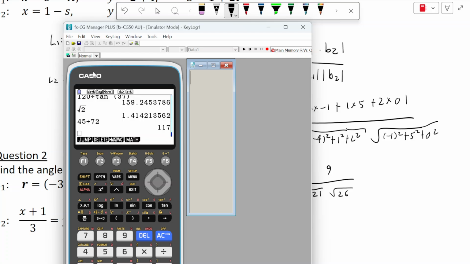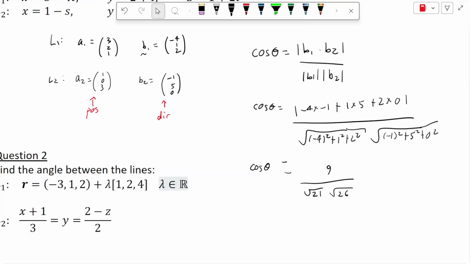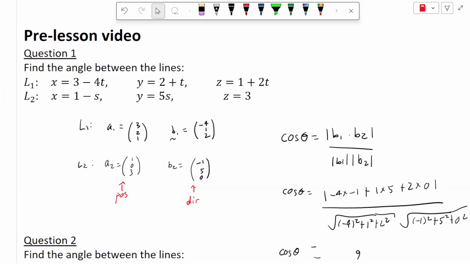So weirdly enough, even though we really love radians, vectors tend to do a lot in degrees. So inverse cos of, and then we'll put all that stuff. So 9 over root 21 times root 26. So just make sure you're in degrees for these questions. If you're not in degrees, you can get there through setup. So like shift, setup, and then go down to angle, change that to degrees. So 67.3. Theta roughly equals 67.3 degrees. And that is the angle between those two lines.